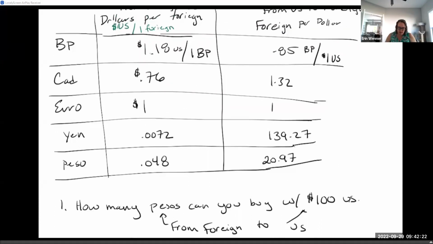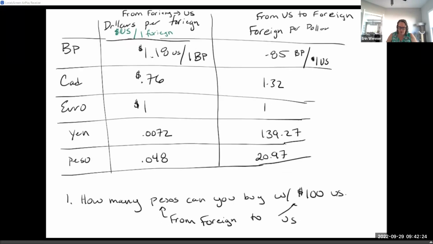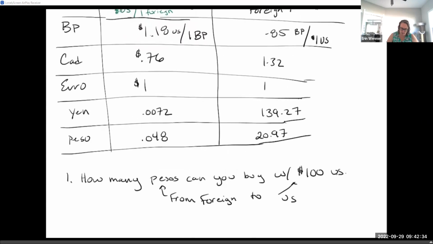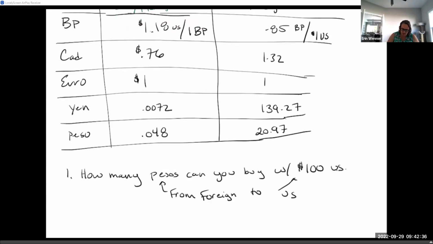When we look at our columns, that means we want to choose the conversion factor from the first column, right? Because the first column is going from foreign to US. So we're going to use the conversion factor that says there are, excuse me, not from foreign. We're going from US to foreign. I apologize.